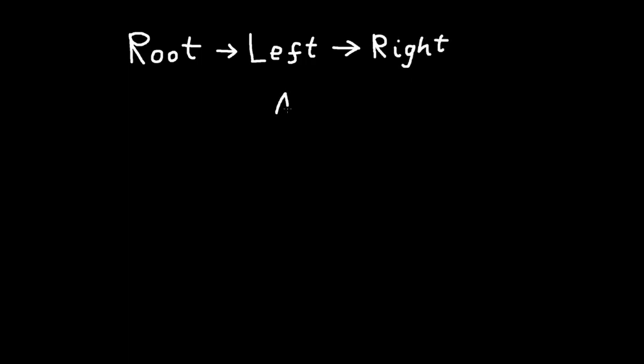Today we're learning pre-order traversal, a simple way to visit every node in a tree in a specific order. Pre-order is easy to remember because it always goes root, then left, then right. A traversal is just a way of walking through a tree. In pre-order, we visit the root first, then traverse the left subtree, then the right subtree.